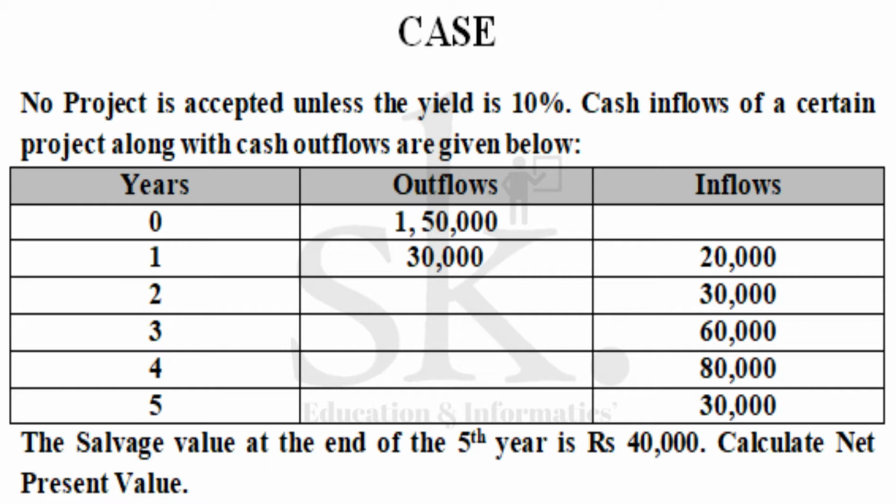Cash inflow for the first to fifth year has also been provided, and we are aware of how we convert the future cash inflow to its present value. The salvage value at the end of the fifth year is also mentioned as rupees 40,000. Calculate the net present value. So under such circumstances, we will do it in two formats. One format will be present value of cash inflow and the other format will be present value of cash outflow.